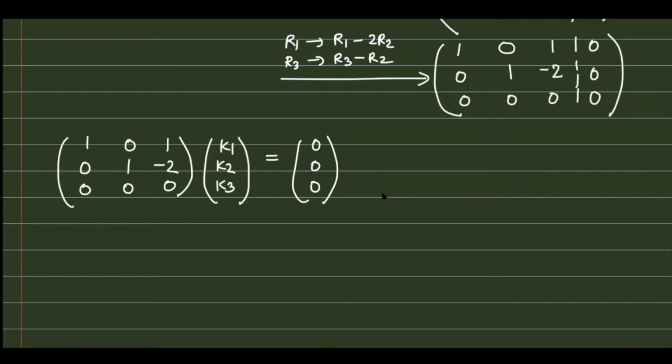Now we will write the corresponding equations. The first equation is K1 plus K3 equal to 0. From the second row, we get the second equation, that is K2 minus 2K3 equal to 0. In the third row, all the entries are 0, so we will not get any equation. So again, we have 3 unknowns and 2 equations.